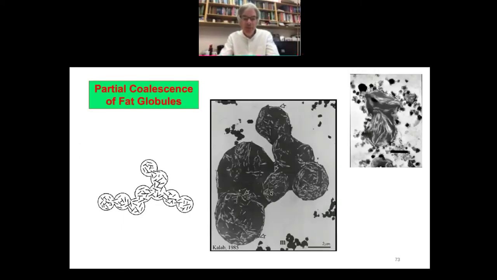Here you can see examples. On the left is just a schematic diagram of a cluster that might form. The middle is an electron micrographic image of partially coalesced fat globules. You can see the crystals within those globules, and it's pretty easy to see that you would have had several globules here that are now partially coalesced together into a cluster. And that cluster is going to form structure for us. And again, you can see that on the right as well, where two globules have collided, but not coalesced because of the crystals inside the globules.